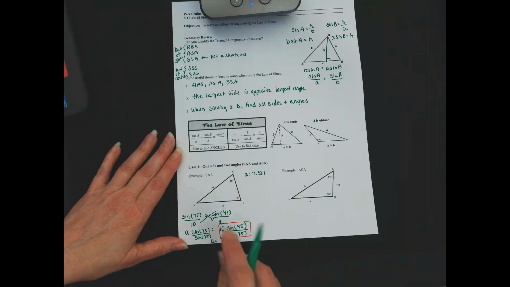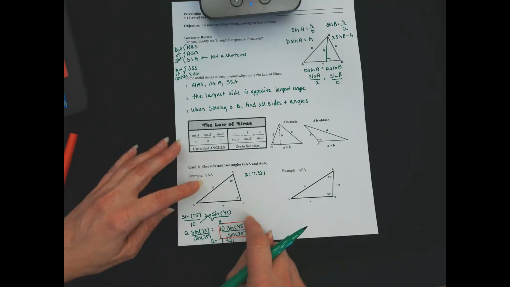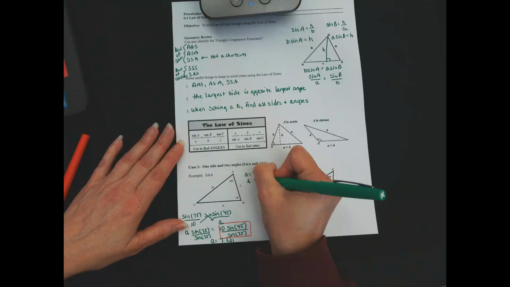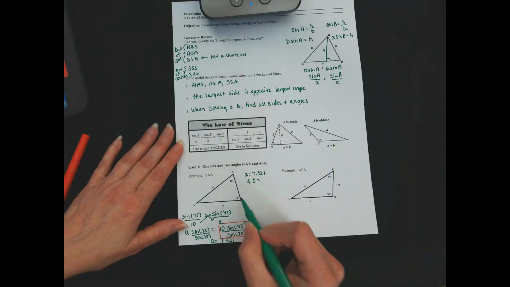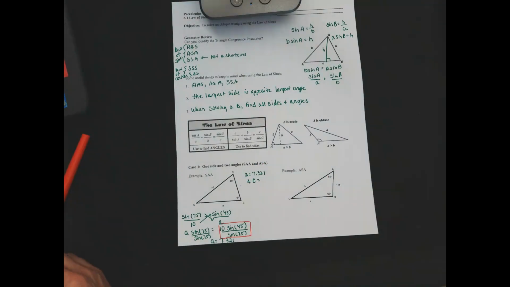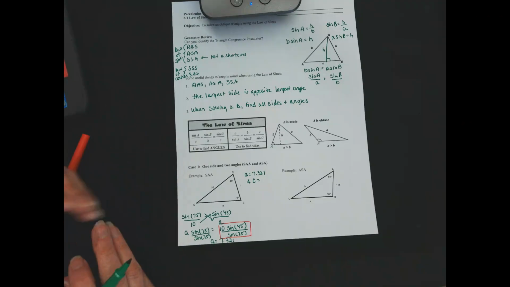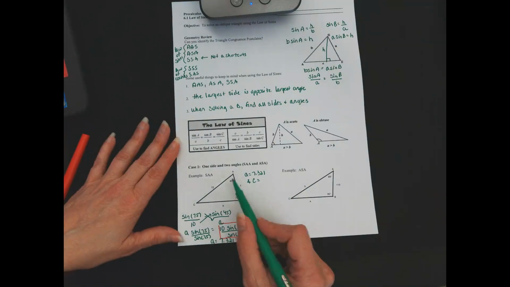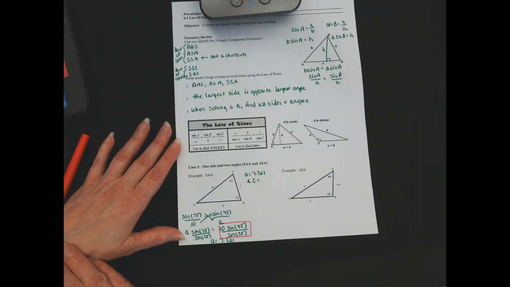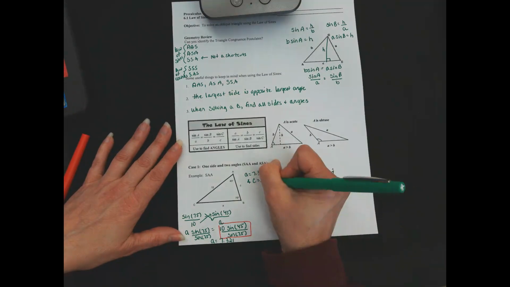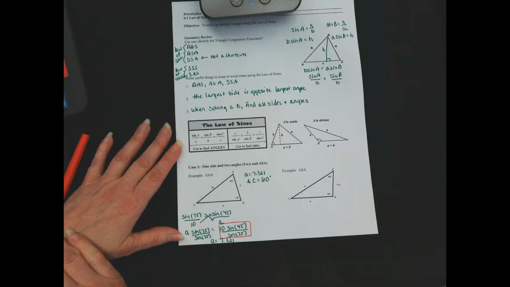We are also missing side C, but we also need to figure out what angle C is. So angle C: when I'm given two angles in a triangle, I know that all three add up to 180. This is a lot of information that you should be remembering from geometry. So if I add 45 and 75 and then subtract it from 180, angle C is 60 degrees.